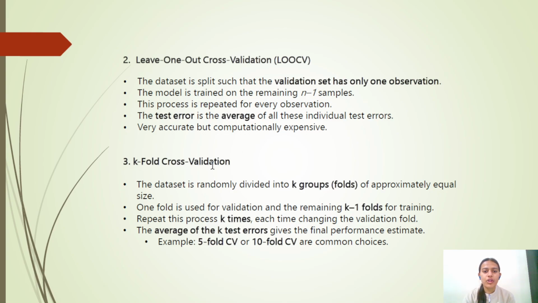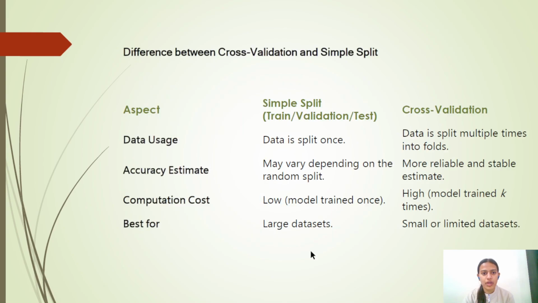Third is k-fold cross validation. The data set is randomly divided into k groups or folds of approximately equal size. One fold is used for validation and the remaining k-1 folds for training. Repeat this process k times, each time changing the validation fold. The average of the k test errors gives the final performance estimate. For example, 5-fold CV or 10-fold CV are common choices.